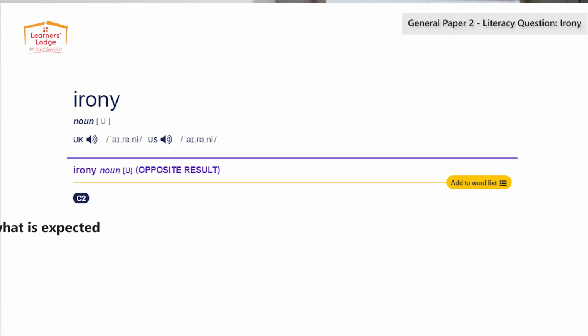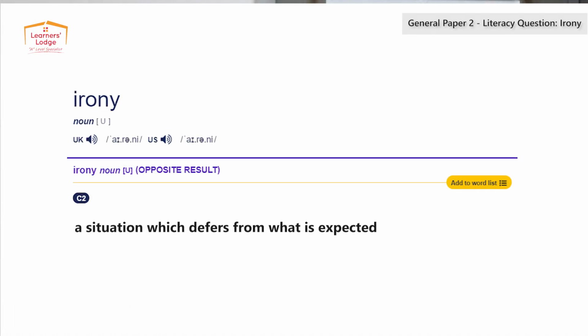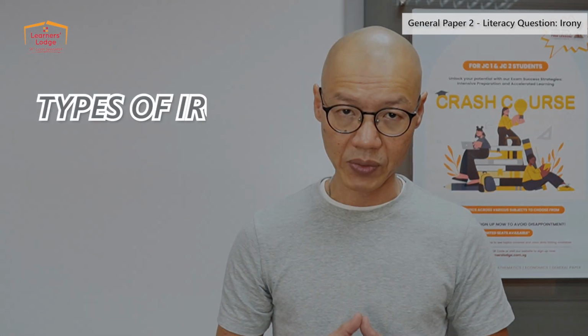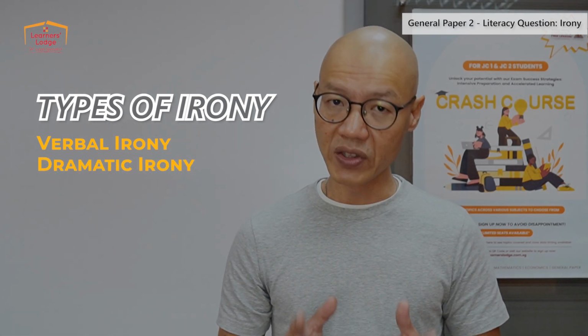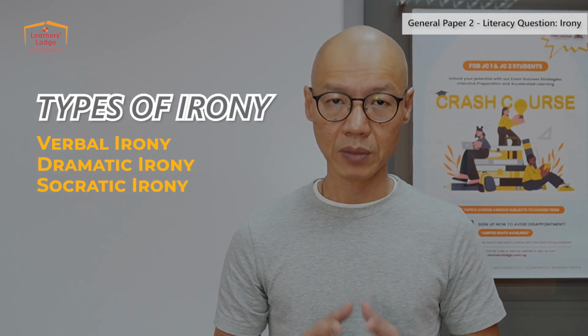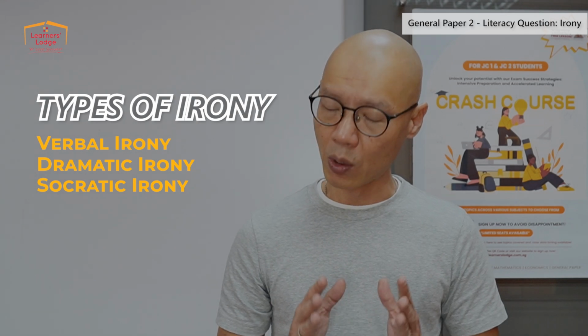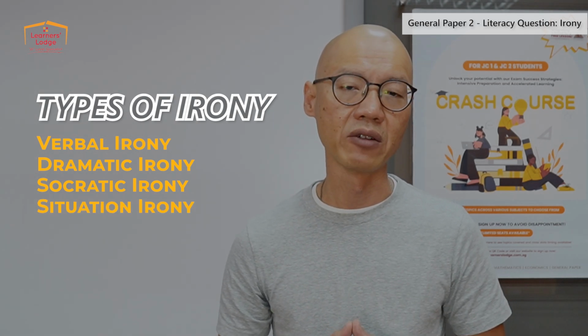Now, if you look up a dictionary for the definition of irony, you will likely see it defined as a situation which differs from expectation. Do keep in mind there are different types of irony. There's verbal irony, dramatic irony, even something called Socratic irony. But because this is a short video, I will only be discussing situation irony.